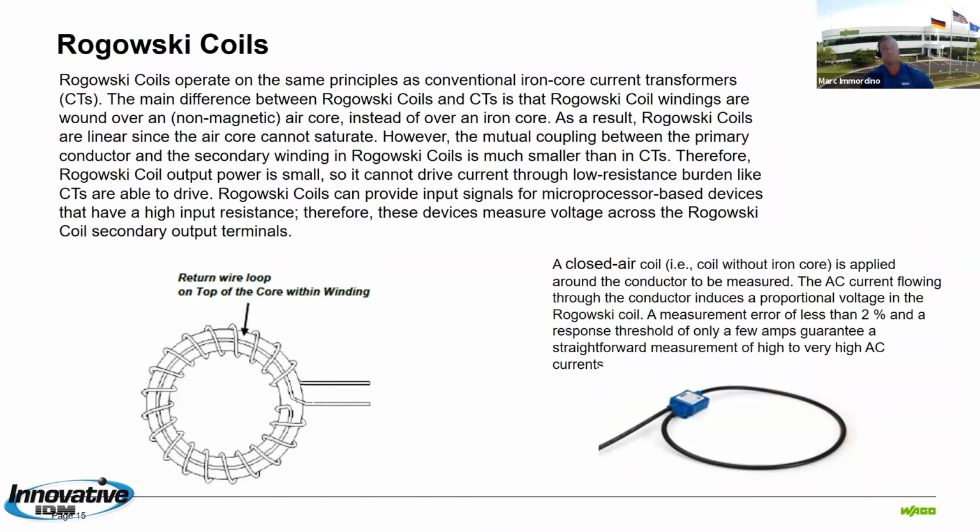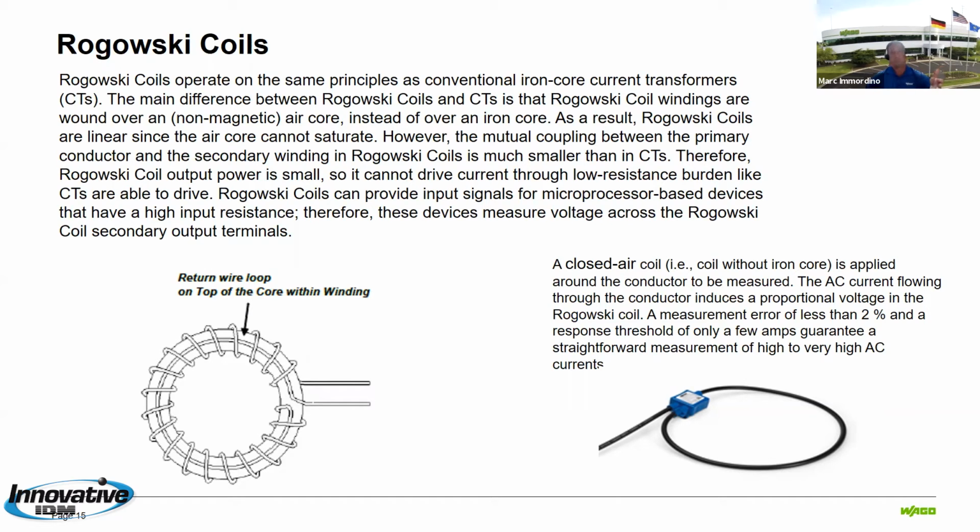Another device that we use is called a Rogowski coil, and Rogowski coils operate on similar principles to a conventional iron core CT. The difference is that the Rogowski coil windings are wound over a non-magnetic air core instead of over an iron core. As a result, Rogowski coils are linear, since there's an air core, and they cannot saturate. Of course, one of the hazards with CTs is when they get into a saturation condition.